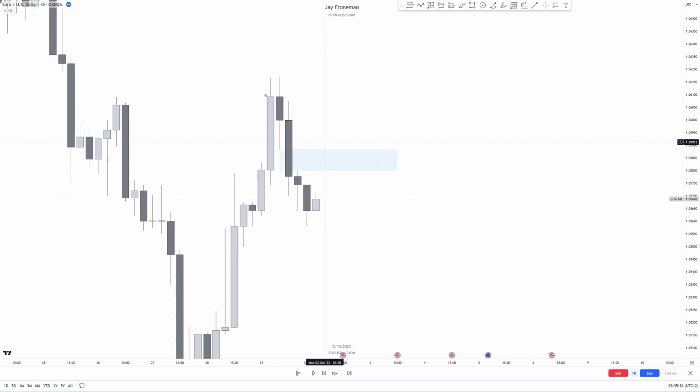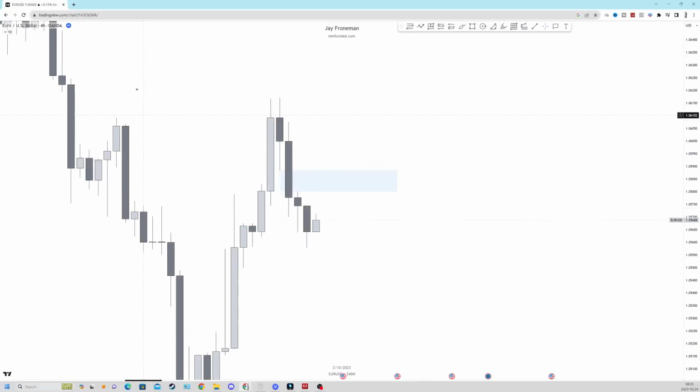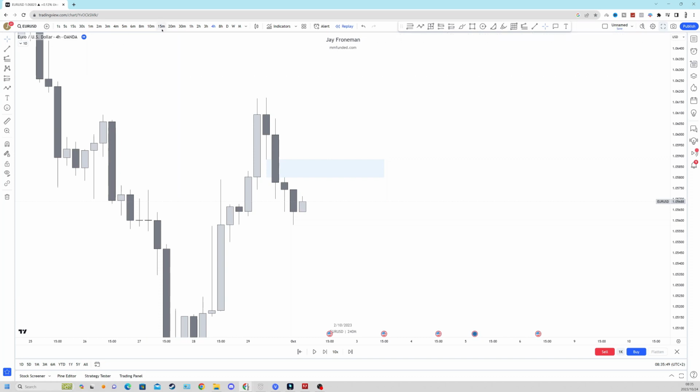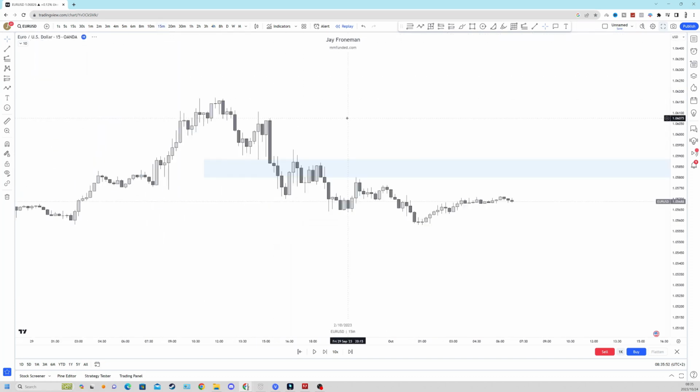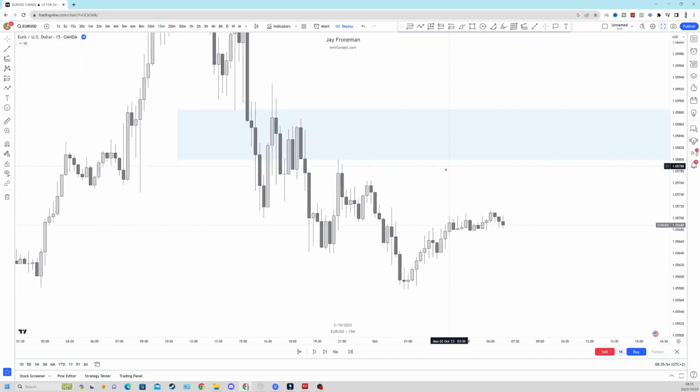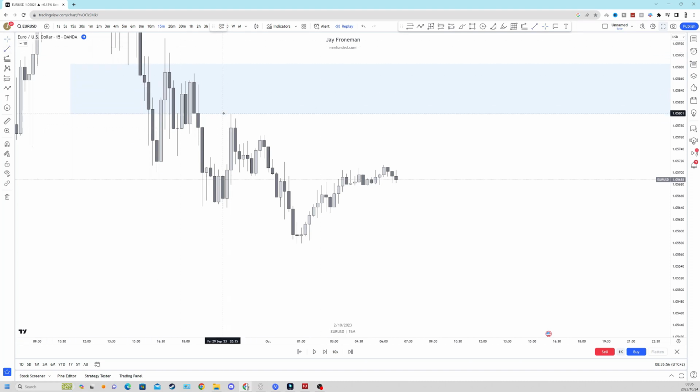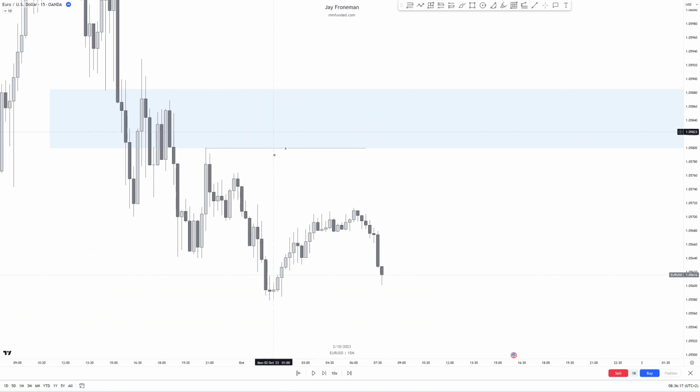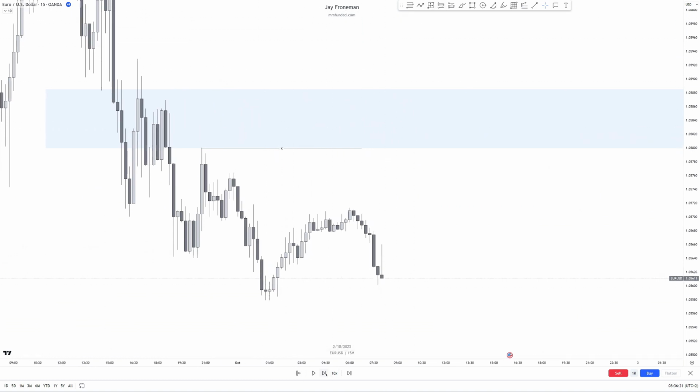Right over here, we have a valid 4-hour fair value gap, as the low of the first candle is not overlapping with the high of the third candle. We can then hop over to a lower time frame. So from the 4-hour, I mechanically go over to the M15 time frame. We do have valid resting liquidity above this fair value gap, which we want to see get swept into that higher time frame fair value gap.